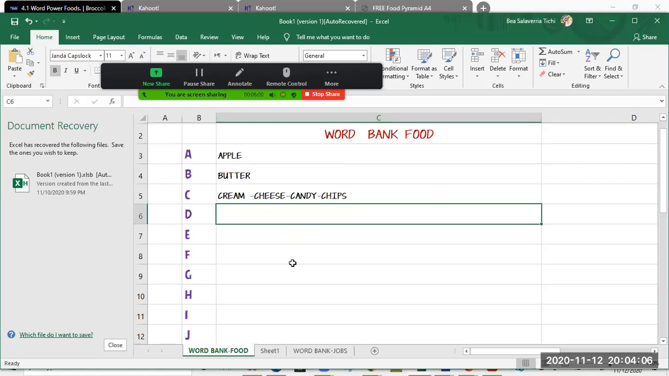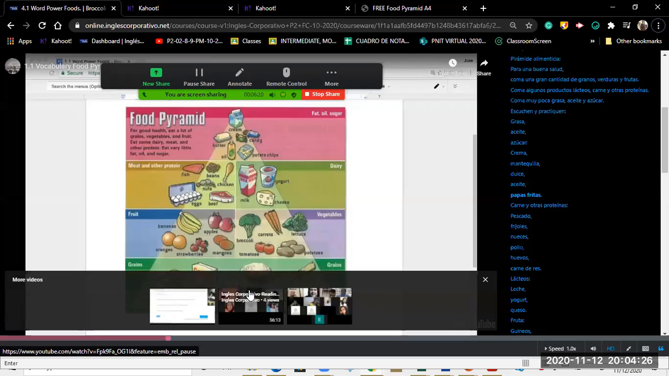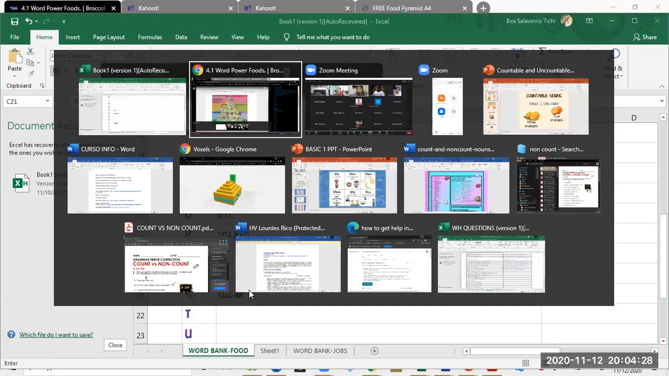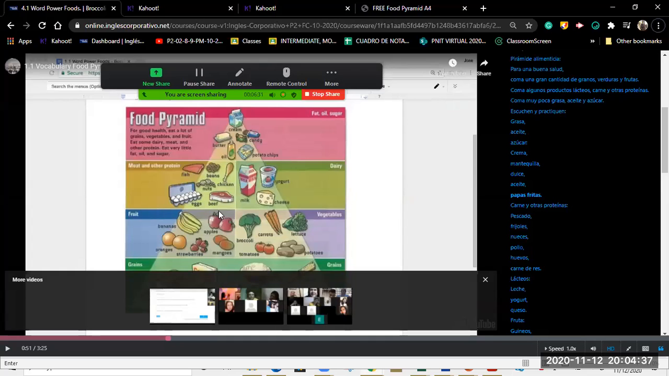Sugar. Azúcar. Sugar. When you write it, let me see, like this. Sugar. Sugar, okay. Sugar, like sugar. So you do that. Sugar, very good. Okay, so have that, and then we have the next part of the list.